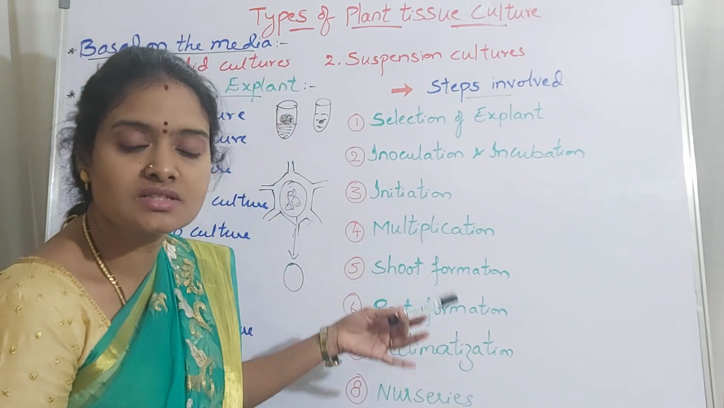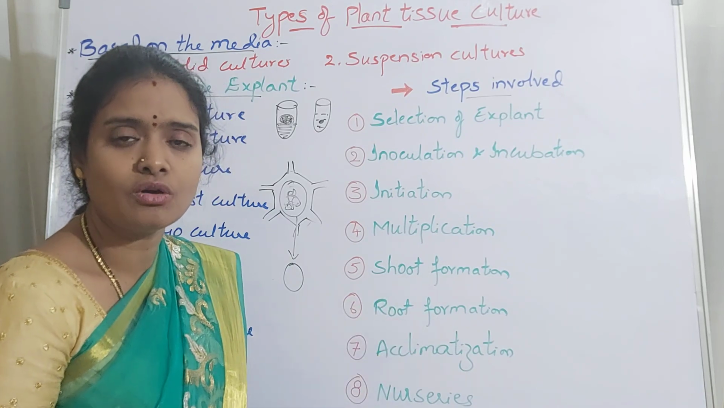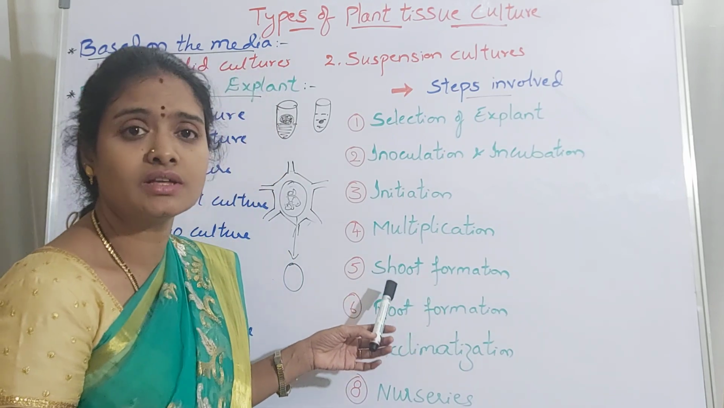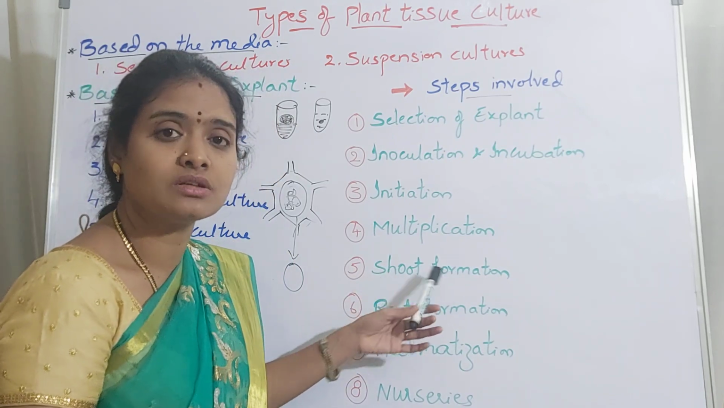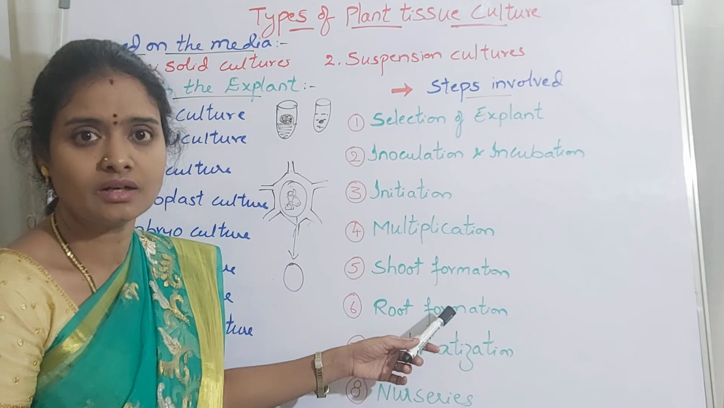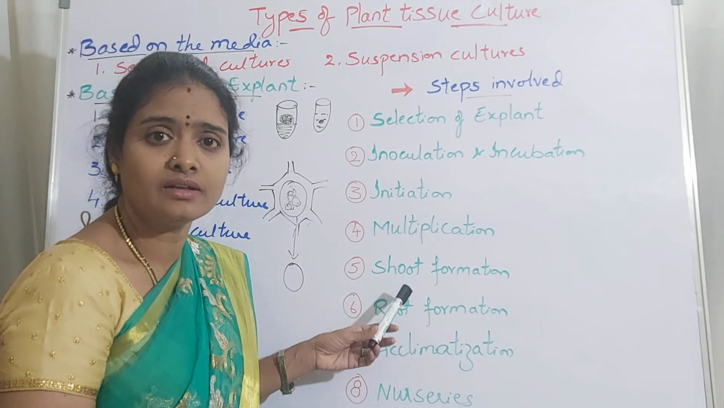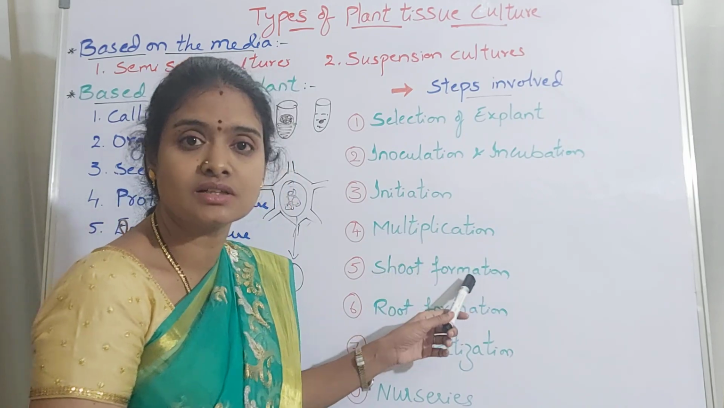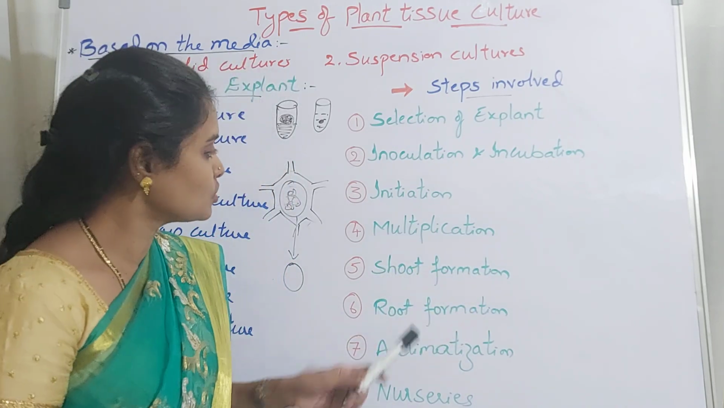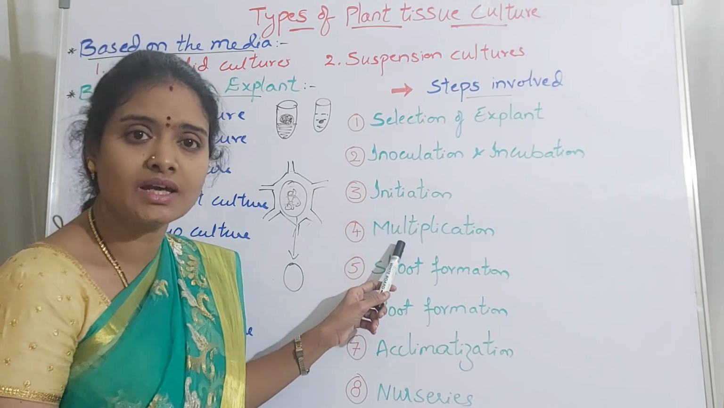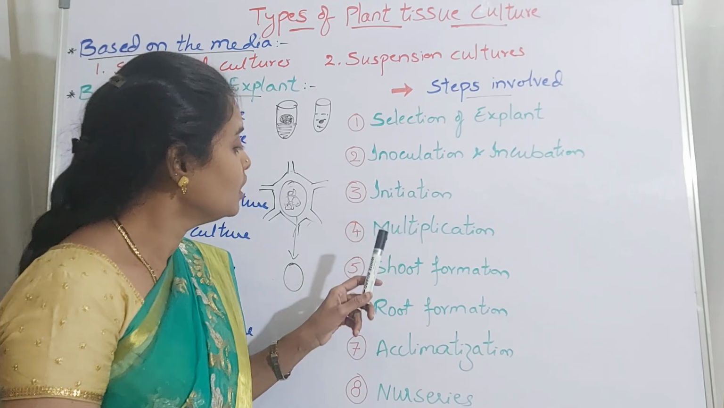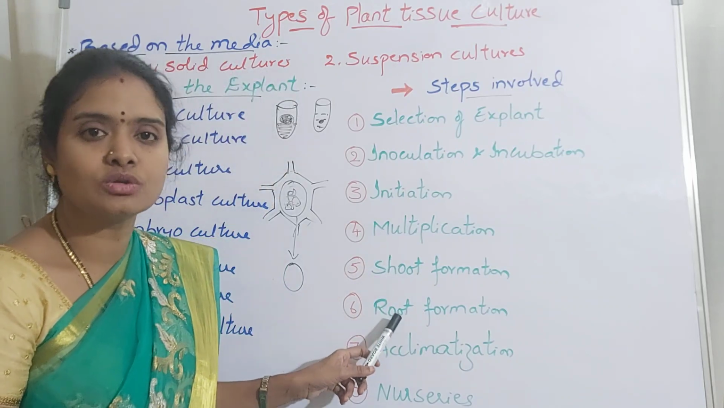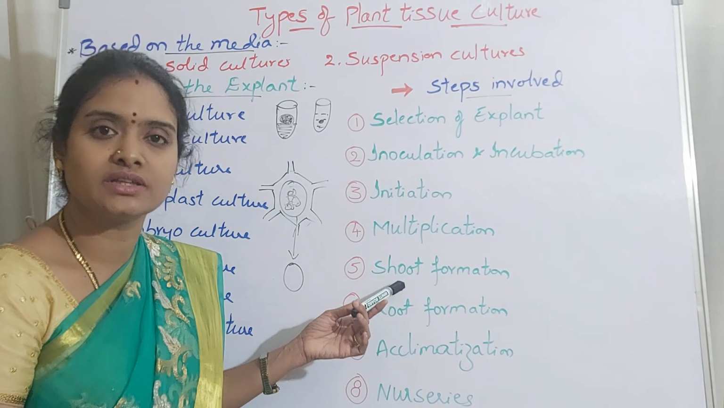Here the auxin to cytokinin ratio is 1:3 or 3:1, based on whether you want shoot formation or root formation. Right? If the auxins are high, it results in root formation. If the cytokinins are high, it results in shoot formation. Right? So after multiplication, from the callus you allow them to produce the shoot system followed by the root system, or the root system followed by the shoot system.